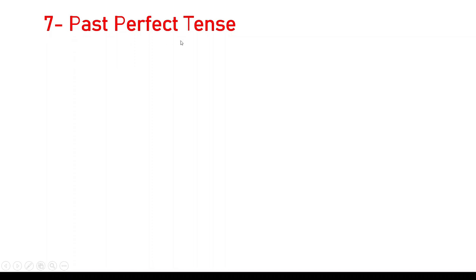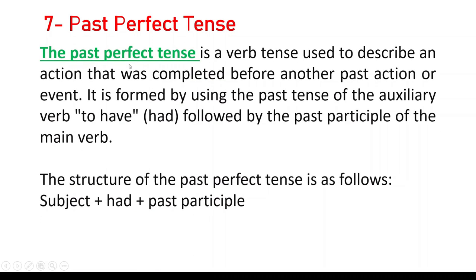7. Past perfect tense. The past perfect tense is a verb tense used to describe an action that was completed before another past action or event. It is formed by using the past tense of the auxiliary verb to have, had, followed by the past participle of the main verb. The structure of the past perfect tense is as follows. Subject plus had plus participle.